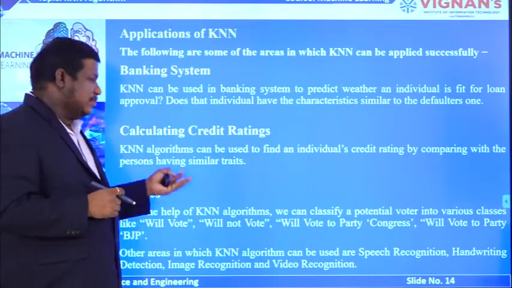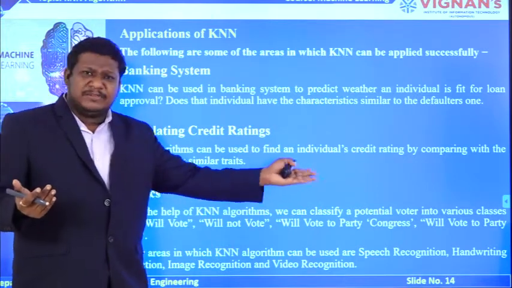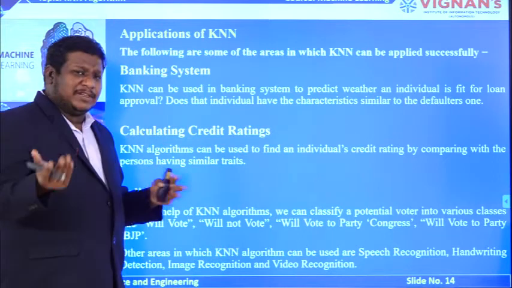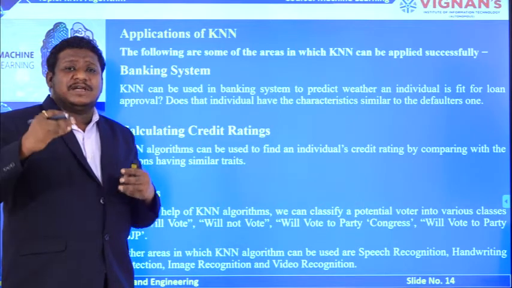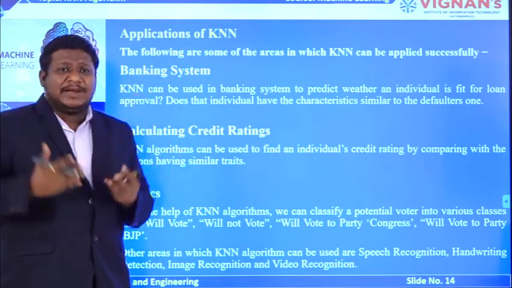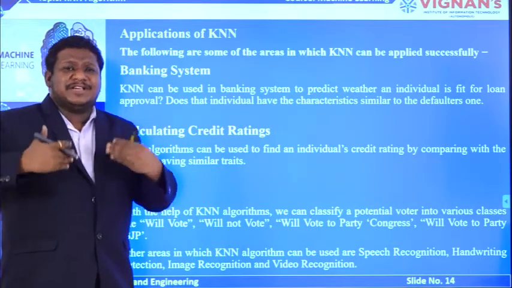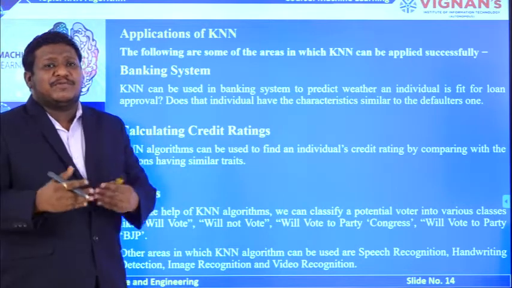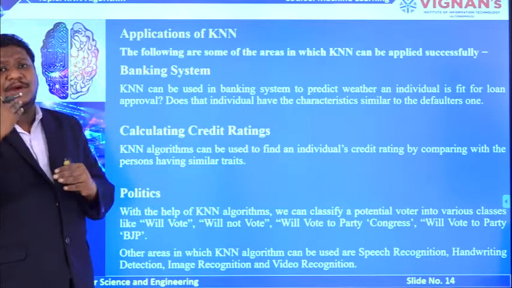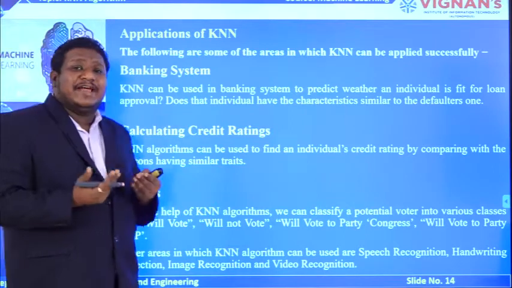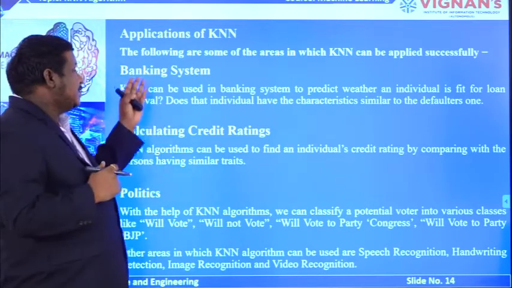Similarly, politics. Nowadays it is mainly used by almost all the political parties, like Congress and BJP. Most of the parties use this. The main question is whether a person will vote for our party or the opponent party. They need to analyze this. For that, they analyze my previous data, my previous training data, and the actions I have performed so far. They map all those data and judge whether I am going to vote for a particular party or not. This is classified by using the KNN algorithm.